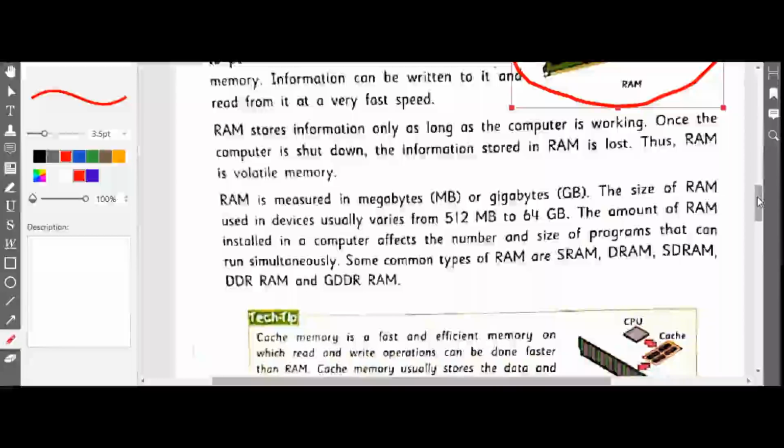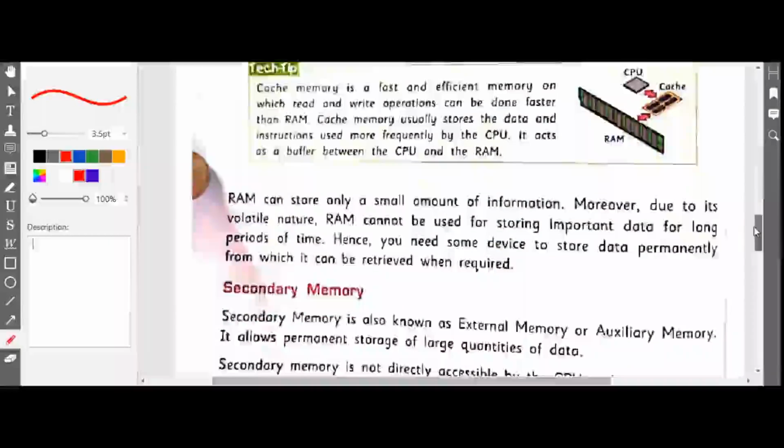The amount of RAM installed in a computer affects the number and size of programs that can be run simultaneously. That means if your RAM size is greater, then you can work on more than one application at the same time. Students, you know that if you want to play games and the mobile phone's RAM does not have high capacity, then you cannot play the games, or when you play, many times the mobile gets hanged. These are the reasons, due to the RAM.